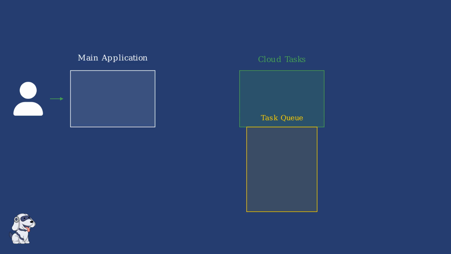Instead of executing heavy tasks immediately, your application quickly adds them to a task queue and responds to the user instantly. The main application immediately offloads time-consuming tasks to Cloud Tasks, which queues them for background processing. This allows your application to respond to users instantly, dramatically improving the user experience. Meanwhile, Cloud Tasks processes these queued tasks in the background. Database updates, email sending, and report generation all happen asynchronously without impacting user response times.